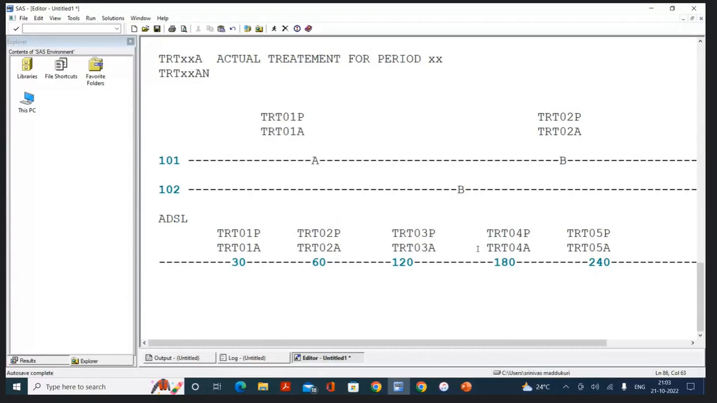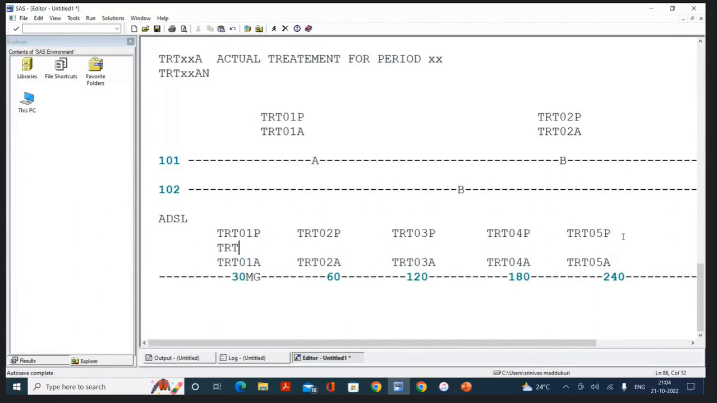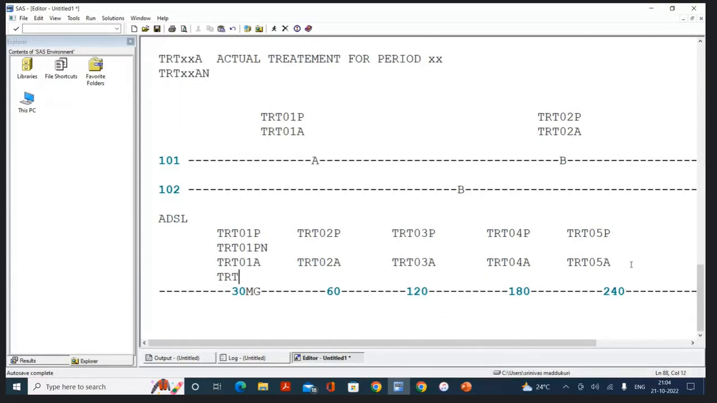Now, first of all I'm going to have this character data, 30 mg, and then the sponsor will tell you if you have 30 mg, take 30 as a numerical variable. Then what are the other values that we are going to have now? We are going to have TRT01PN numerical, and then TRT01AN numerical also.